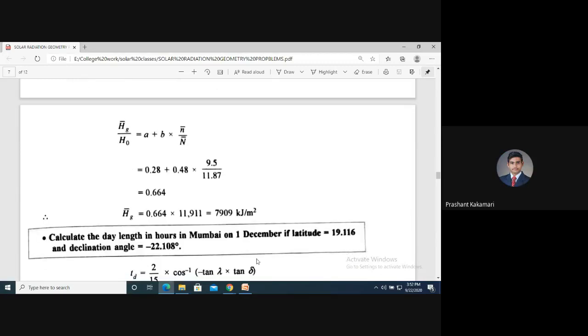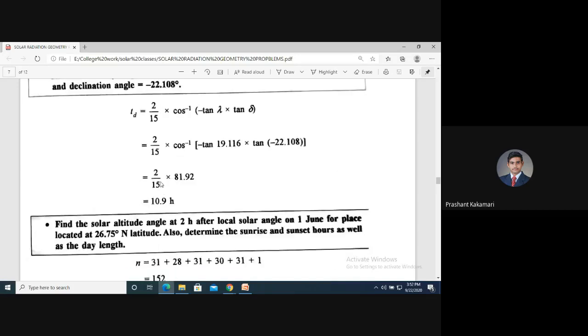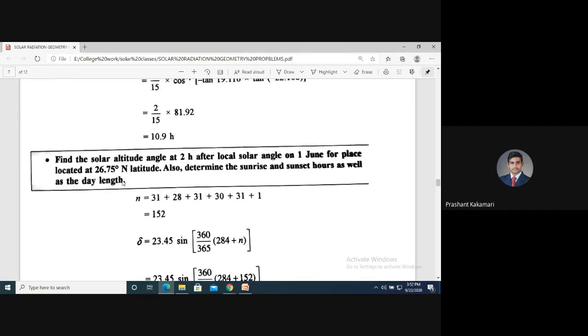Okay, next one. They are just asking day length for the given location on December 1. This you can solve as our part of the earlier problem. Day length, how to find out, that is known to everyone. In the next problem, you can see. So this will take one more problem, one more example.